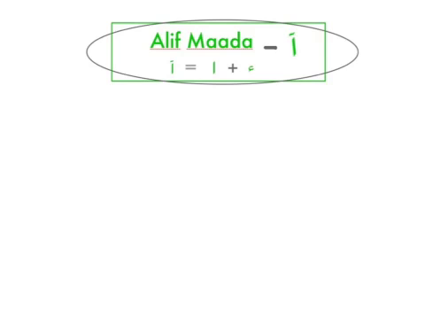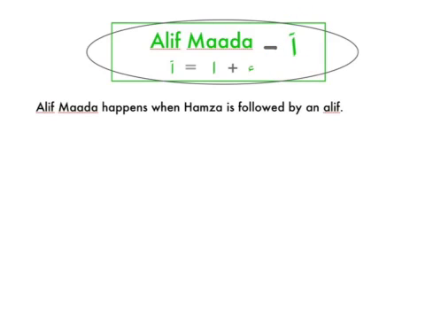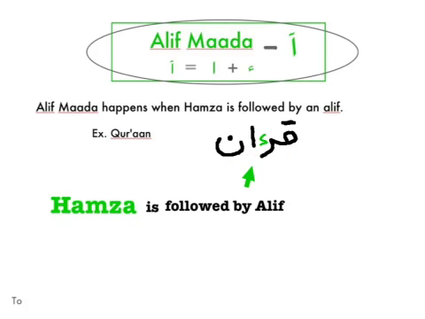Alif Maada. You can see the shape of Alif Maada here. Alif Maada happens when Hamza is followed by an alif. An example would be the word Quran. Here you see the word Quran. Notice the Hamza. Hamza is followed by alif, as you see.